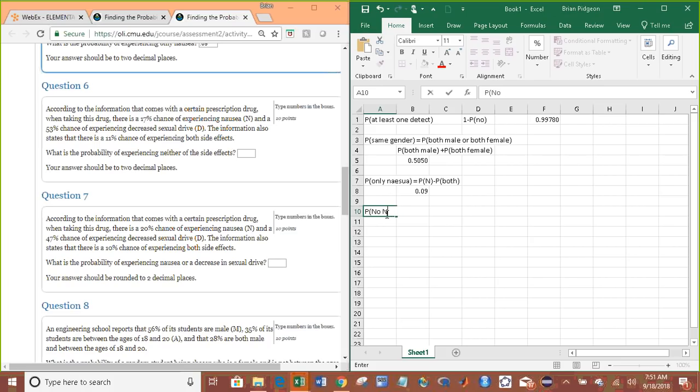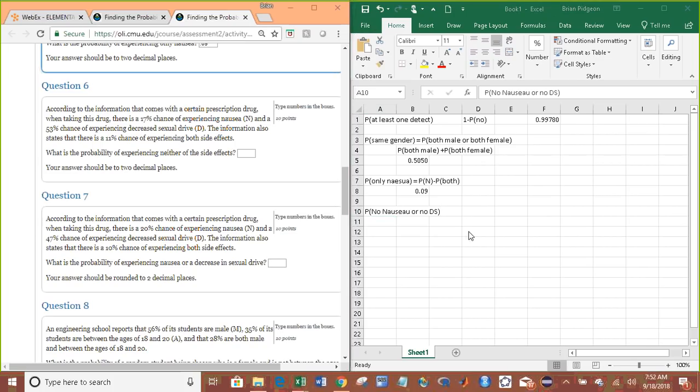I can't spell nausea. Let me spell it, this looks weird. I guess I can type it in. N-A-U. No nausea or no decreased sexual drive. I'll just call it that.